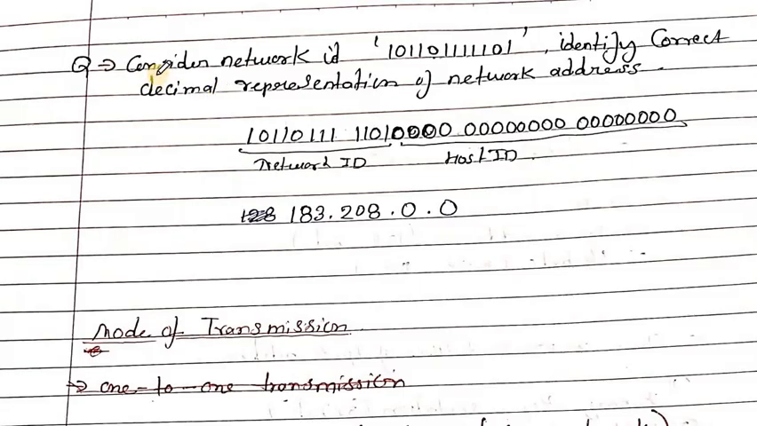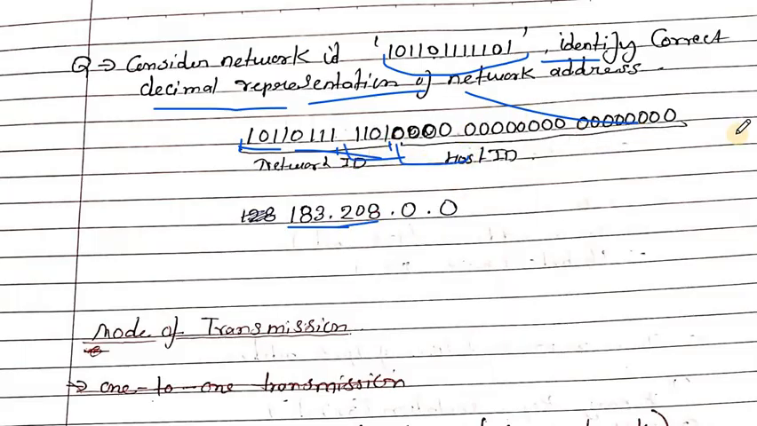Like here, with an example, consider a network ID. Identify the correct decimal representation of the network address. Up to here is called the network ID and this is the host ID. We represent it in decimal form: up to 8 bits it is 183, then 208, and 0 and 0. So we can represent the binary string of an IP address in dotted decimal form.